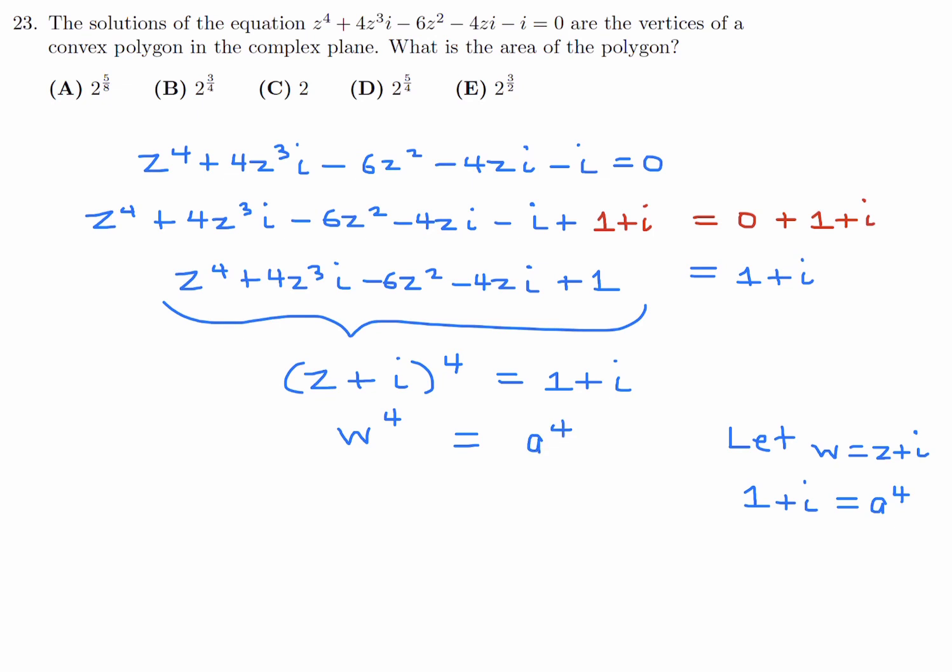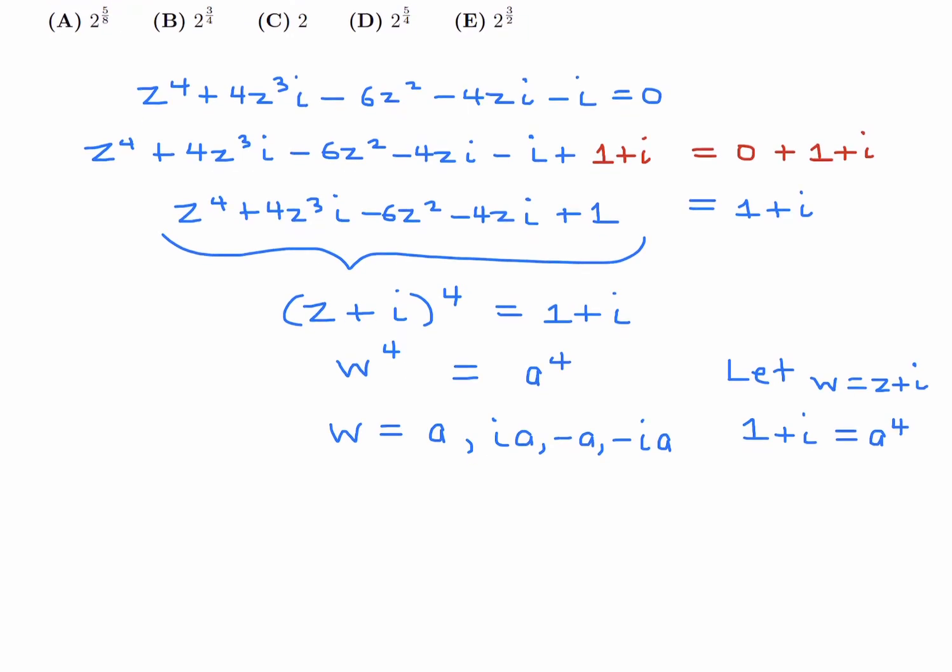Now, once you want to find the roots of w, if you look at that equation, w will be a, keeping in mind that these are complex numbers. It could also be ia, it could be minus a, or minus ia. Those are the 4 roots. And that's it. Now we have to plot them and see what we get.